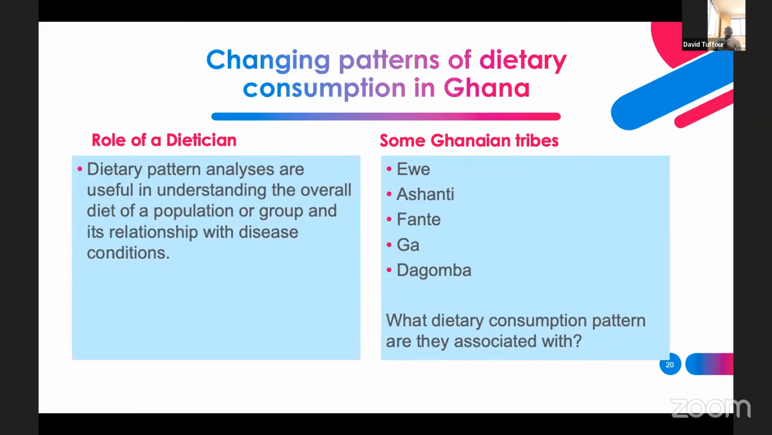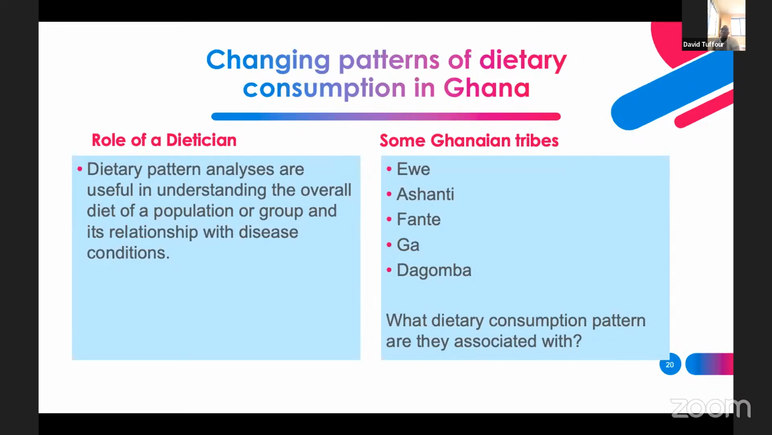Dietary pattern analyses are mostly useful in understanding the overall diet of a population, or a group of people, and its relationship with disease conditions. If you understand the dietary pattern of a group of people living in a specific geographical area, it helps you understand their dietary intake and their way of life in terms of dietary consumption. And this can be related to disease conditions that can affect this group of people.